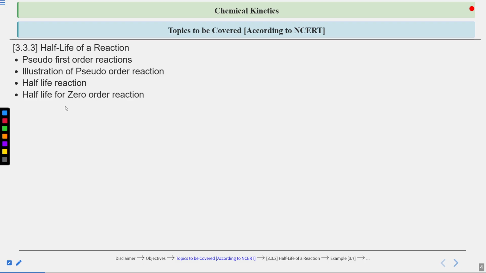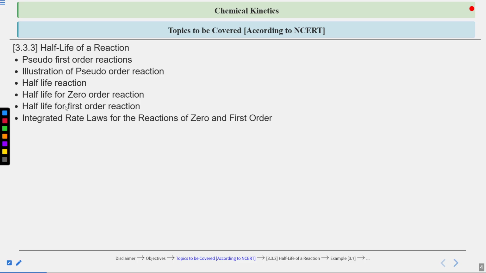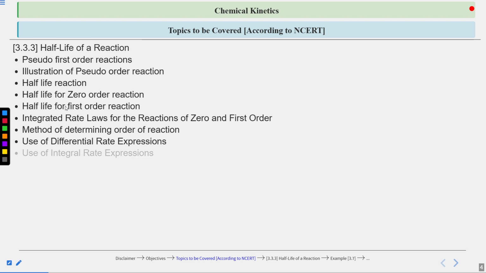Then we will talk about the half-life for the zero order reaction, which is the first type of order of the reaction that we have covered. Then half-life for first order reaction. Then we will see the integrated rate laws for the reactions of zero and first order. Then we will learn some methods of determining the order of the reaction. Then we will see the use of differential rate expressions and the uses of integral rate expressions.